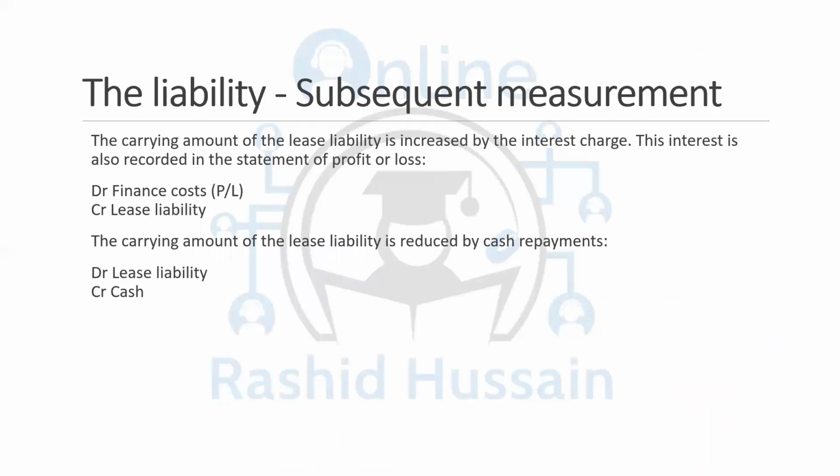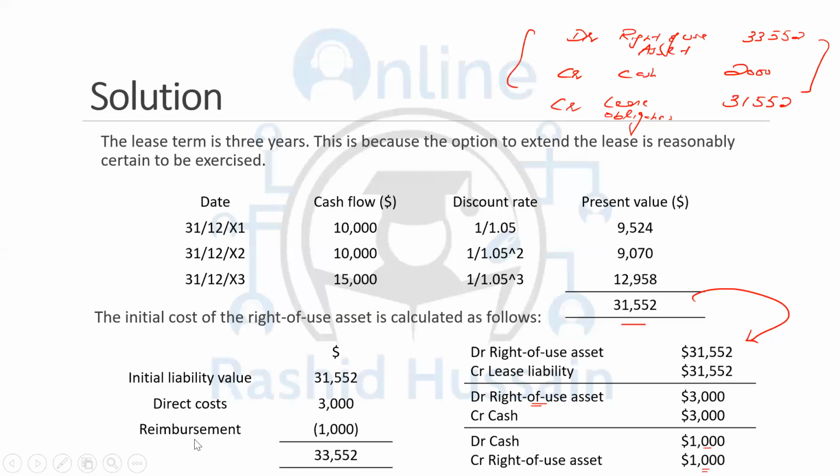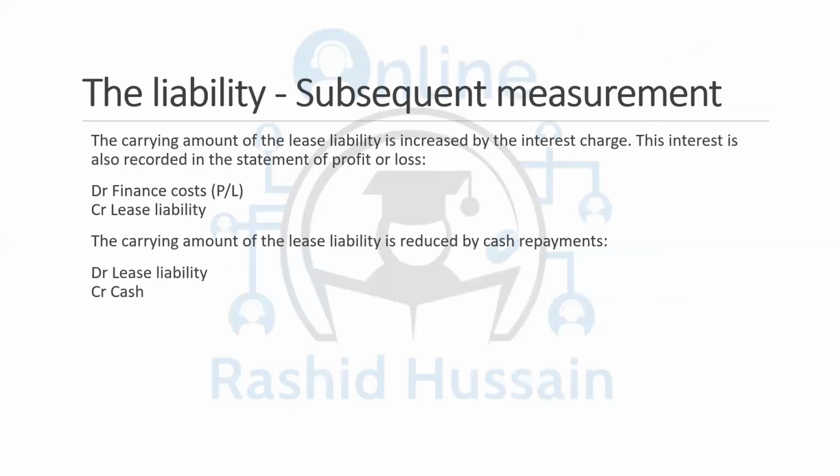And now we have the subsequent measurement of the liability, because obviously we are not going to keep this amount at 31,552. We are going to change it further. And when we are changing it further, this is known as the subsequent measurement. Now, the common sense way to understand how we are going to change our liability is simply that within the lease, the finance cost is involved. The interest rate is involved.